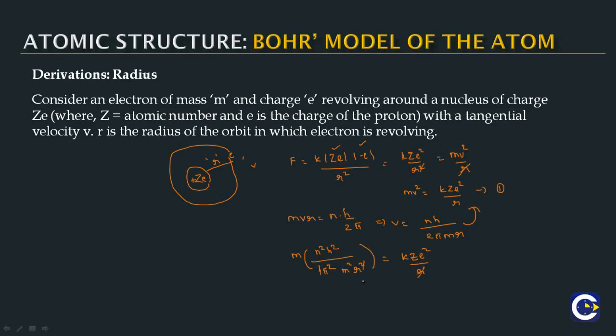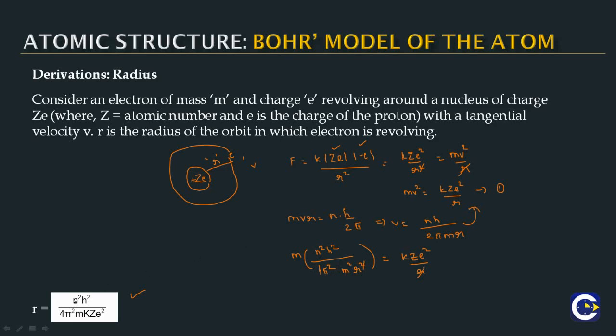On rearranging, we will be able to see that the value of radius will be n square h square by 4 pi square m kze square. So this is the expression for the radius of the orbit as per Bohr's model. To get this, we will take r to the right side and bring everything else to the left side. So this is the expression for the radius of the orbit.